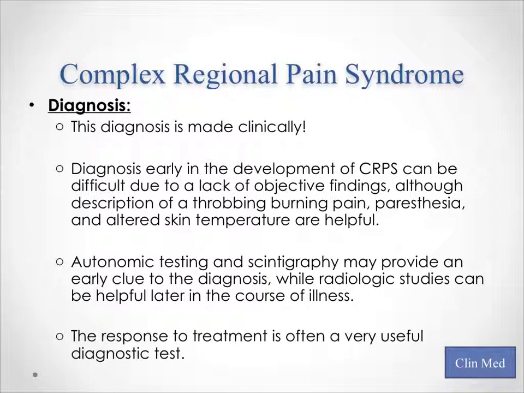Another important factor here would be getting a good history to see if there's been a previous inciting incident to that area, like an injury. Autonomic testing and scintigraphy may provide some type of clues to the diagnosis, although these are typically done later in the course of the disease. Response to treatment is an excellent diagnostic tool. If you suspect that the patient does have complex regional pain syndrome, put them on appropriate therapy for it and watch them get better. That helps to solidify that you made the correct diagnosis.